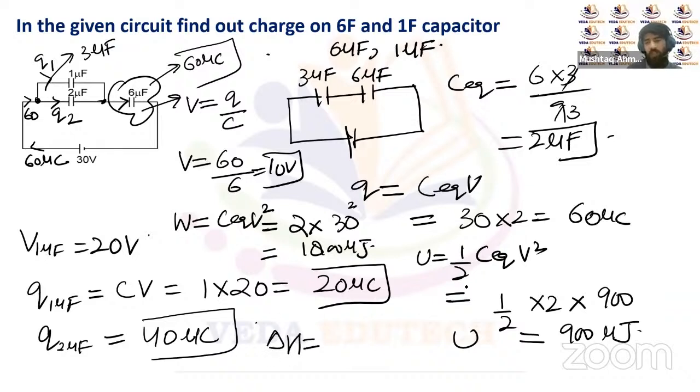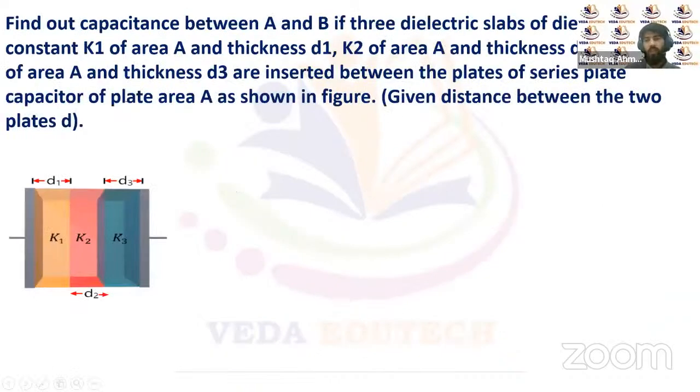That's 900 microjoules. So whatever amount of energy is stored in the capacitor, the same amount of energy will be dissipated as heat, and the sum of heat dissipated plus the energy stored in the capacitors will always be equal to the work done by the battery, right? Now let's look at these important questions, right? Very important questions.